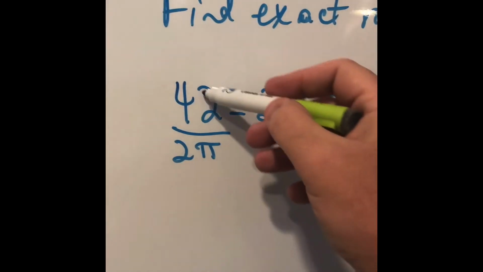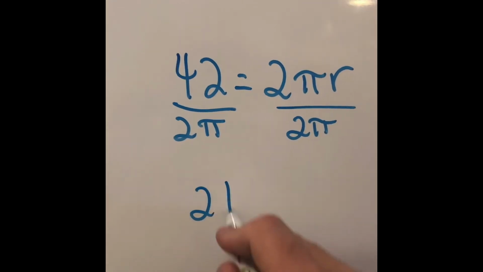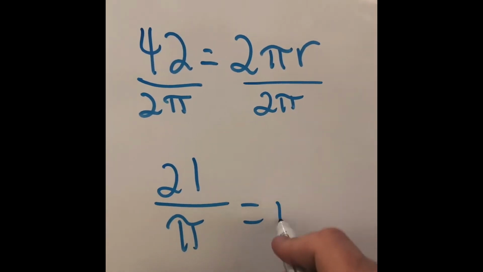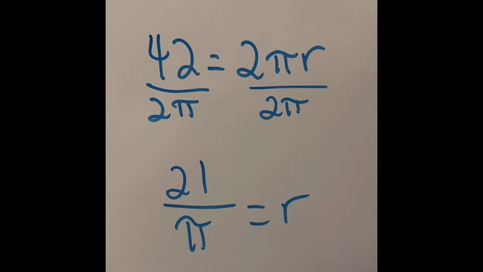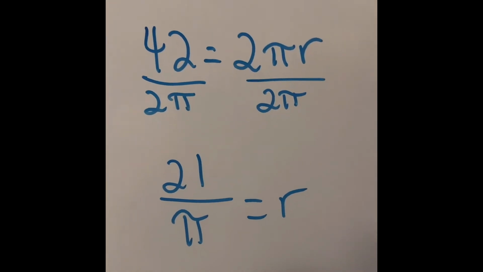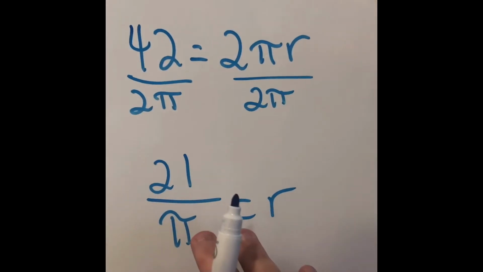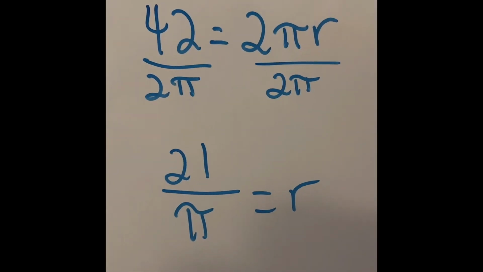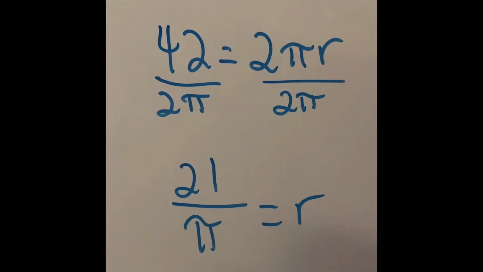So when doing that, 42 over 2 becomes 21. Pi stays right where it is, and that equals the radius. And that's it. That's as far as you go. That's the exact radius. We're leaving it in terms of pi. We don't have to do anything in terms of decimals. You just move on to the next problem.